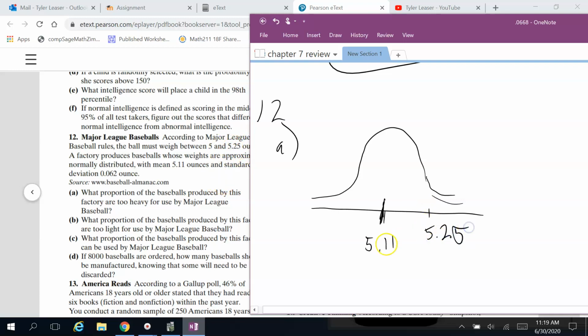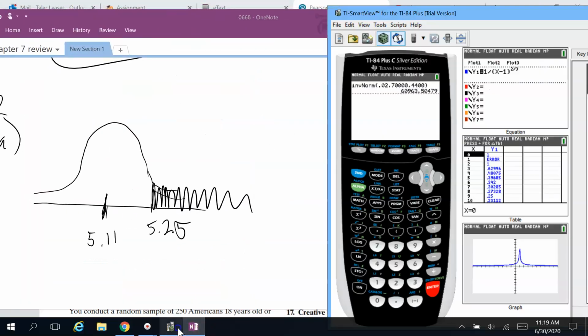5.25 is out here to the right of 5.11, and we want to know the proportion of baseballs that are too heavy, that are bigger than 5.25. So we're going to go to our calculator. We're looking for an area, so our second distribution's normal CDF. The lower limit for my area starts at that 5.25.